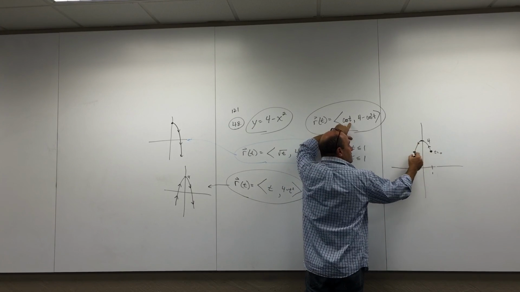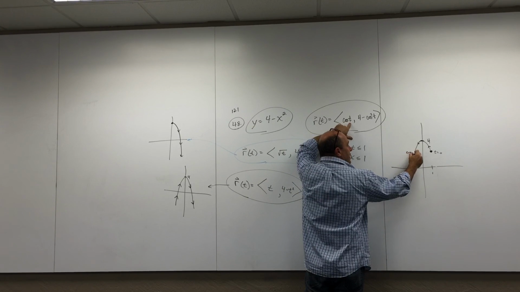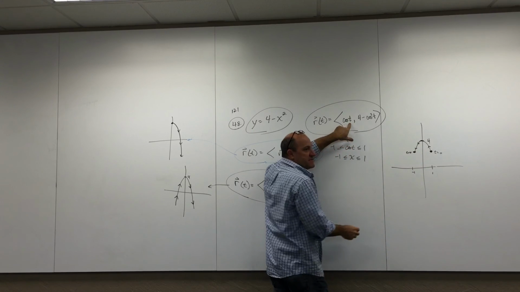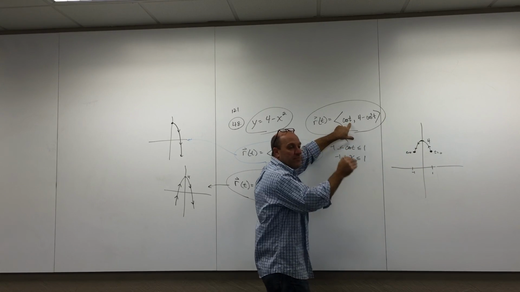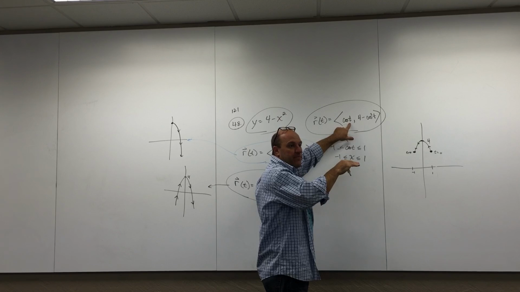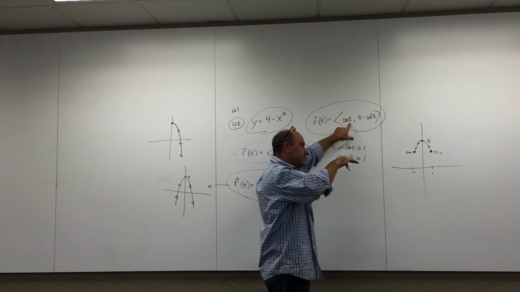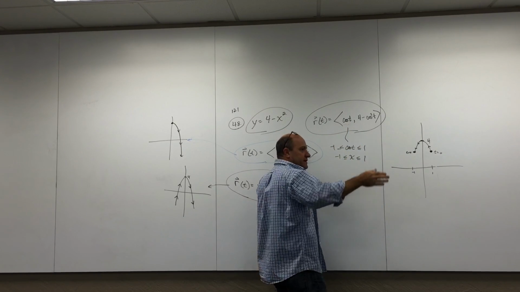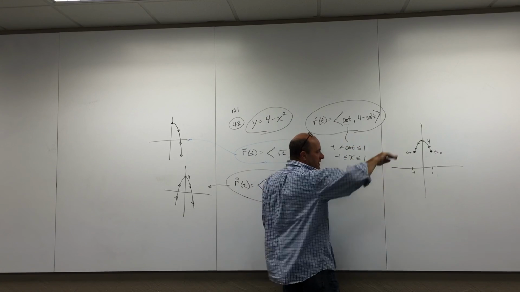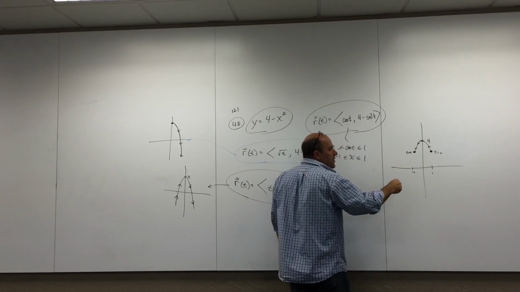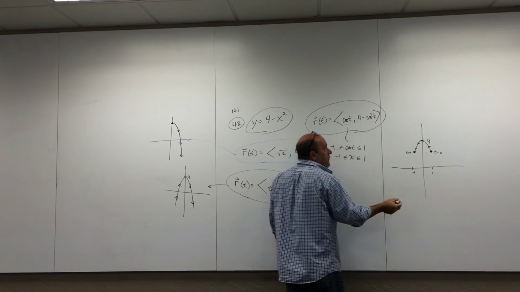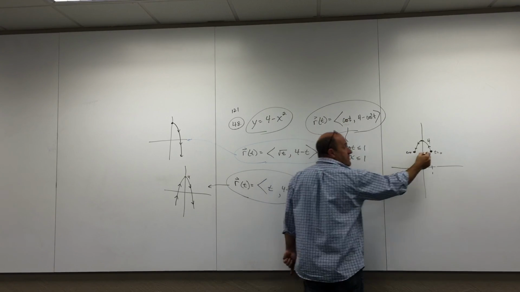Negative 1. Thank you. So when it gets to pi, you're here. Okay, now what happens after pi? You're past pi. 7 pi over 6, 4 pi over 3, 3 pi over 2, past pi. Then you get to 2 pi. When you get to 2 pi, the cosine of 2 pi is back to 1.